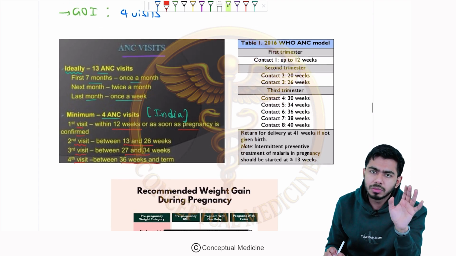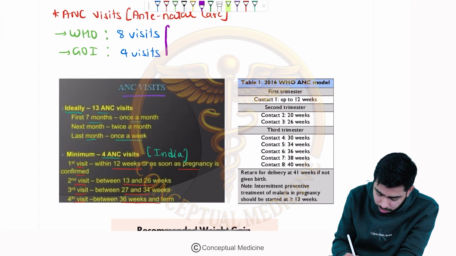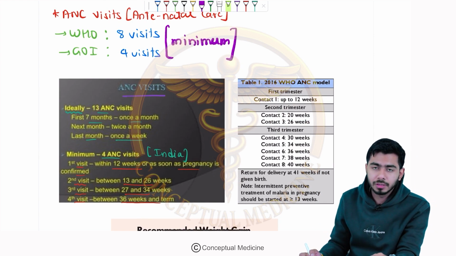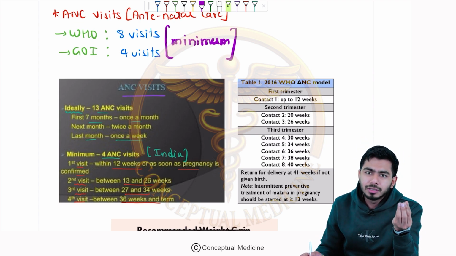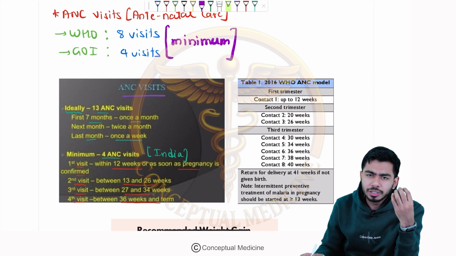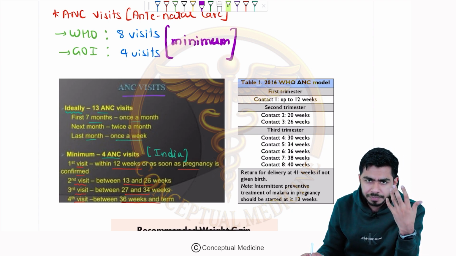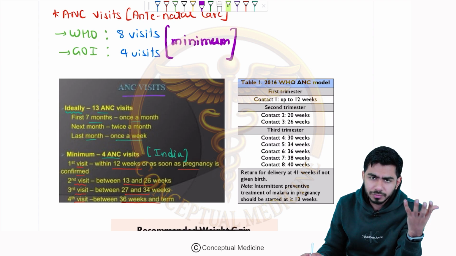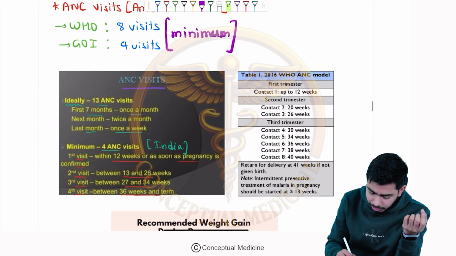And WHO says minimum 8 visits, right? These are the minimum visits, at least these visits should be there. But usually, I told you what the situation is: usually, the females come when they are directly in labor pain. There could be many circumstances. It's not always the female. It's about the family and all other things. It depends on the husband of that female also, and many other factors. Now, this is about India, guys.